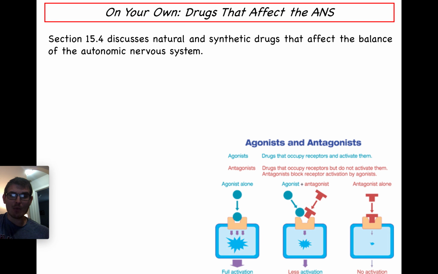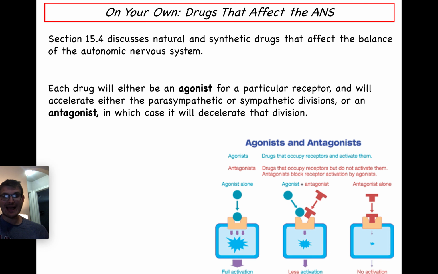So one thing you may want to do on your own, section 15.4 in your book, spends some time talking about drugs, both naturally occurring, coming from plants and things like that, and also synthetic drugs that treat patients by affecting the balance between parasympathetic and sympathetic activity. So a couple of things to keep in mind. I'm mostly going to let you explore this on your own. Each drug is either going to act as an agonist, activating or accelerating either the parasympathetic or sympathetic side of things, or an antagonist, in which case it will decelerate that division.